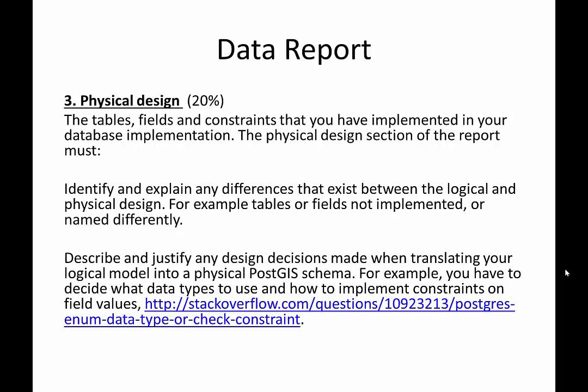Describe and justify any design decisions when translating your program. So why did you choose this particular data type? It's usually straightforward, and you could make a statement at the beginning that all data types were chosen to take the minimal amount of space on the disk while including all the data. But then there may be occasional fields where you feel you need a little bit of extra explanation as to why you did it this way rather than another way. So constraints, things like that.